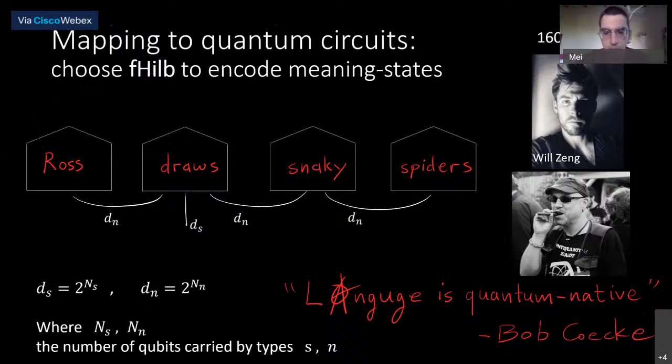And this is basically what's behind the slogan of Bob that language is quantum native. We're taking advantage of the tensor product structure of quantum theory, which reflects the compositional structure of pregroup grammar, to construct meaning states as quantum states for grammatical sentences that obey pregroup grammar.